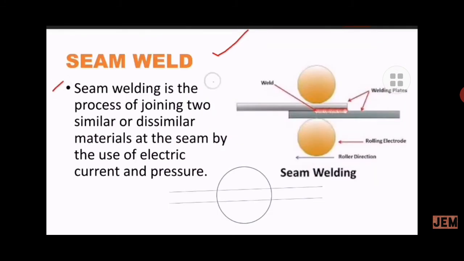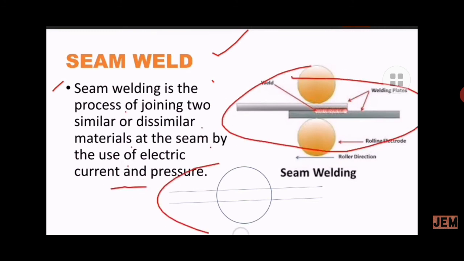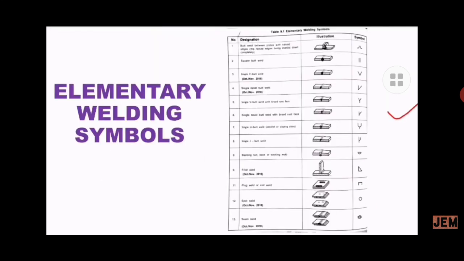Seam weld. Seam weld is the process of joining similar or dissimilar material at a seam by use of electric current and pressure. This is a seam weld. These are the elementary welding symbols.